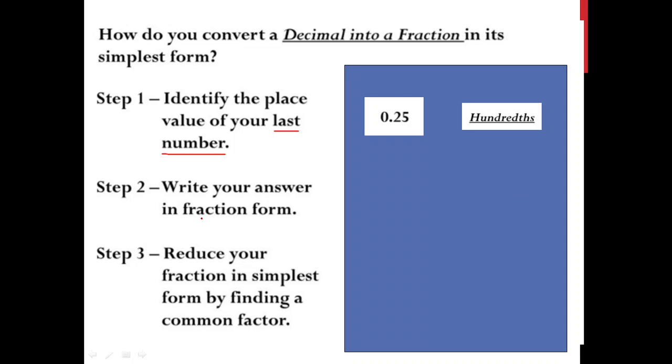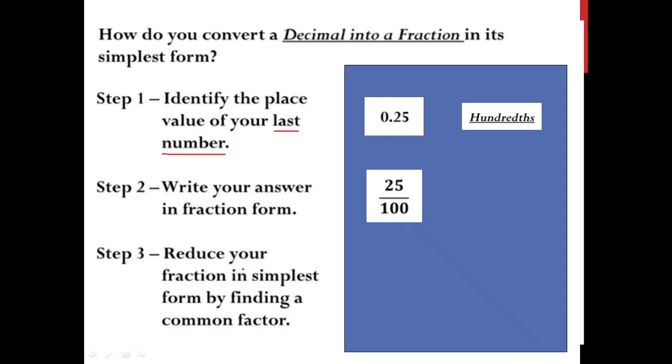Next, write your answer in fraction form. So all we need to do is to bring down 25, disregard now the decimal point, bring down 25 and then divide it by its place value, which is hundredths. Then we have now a fraction form. So we have 25 over 100.